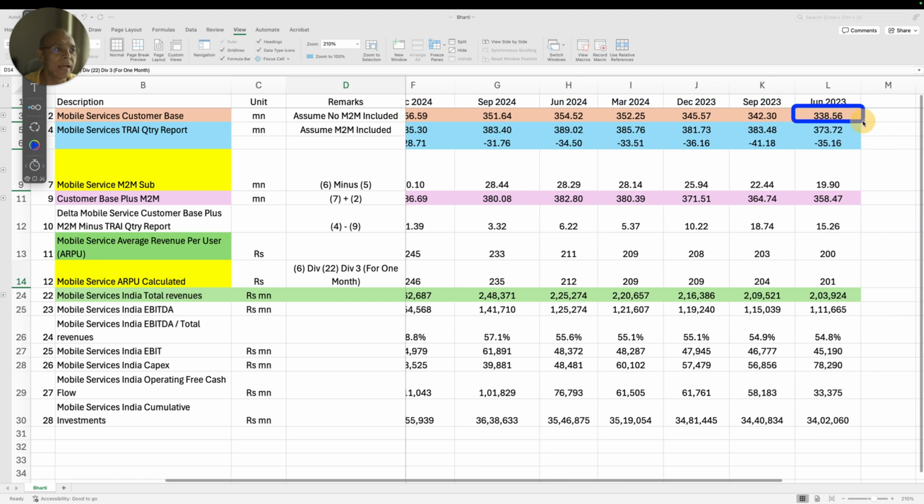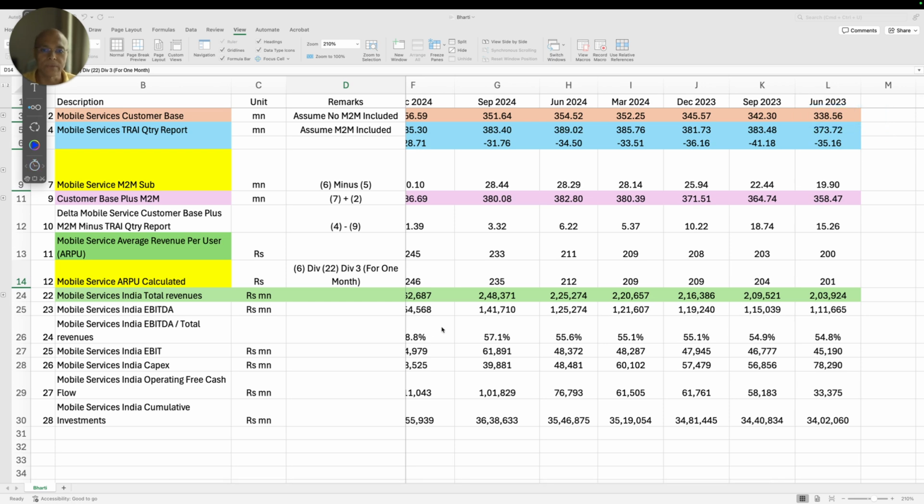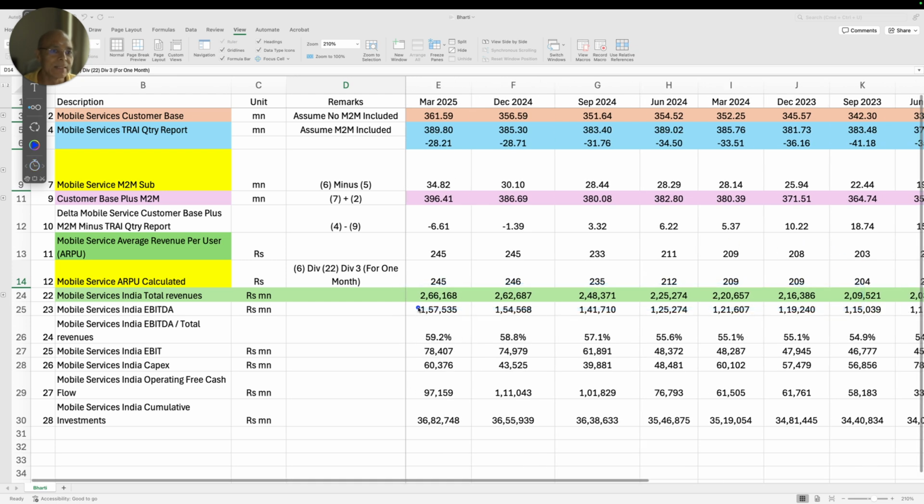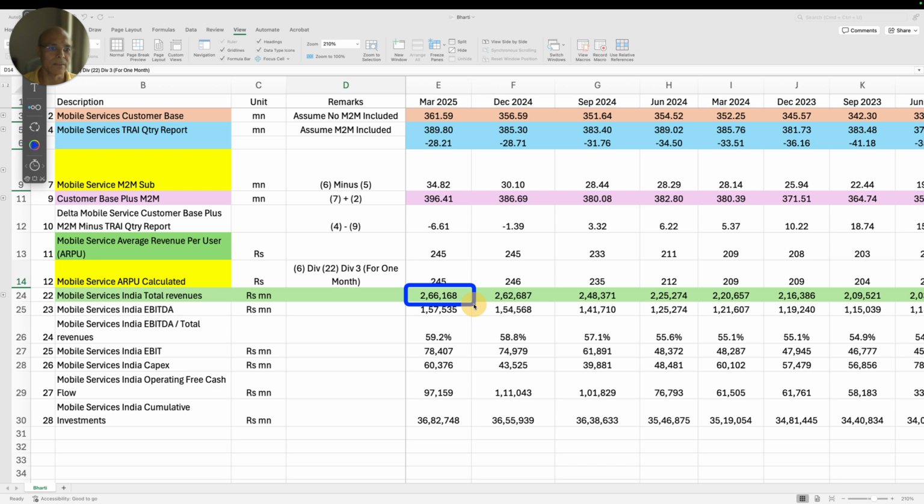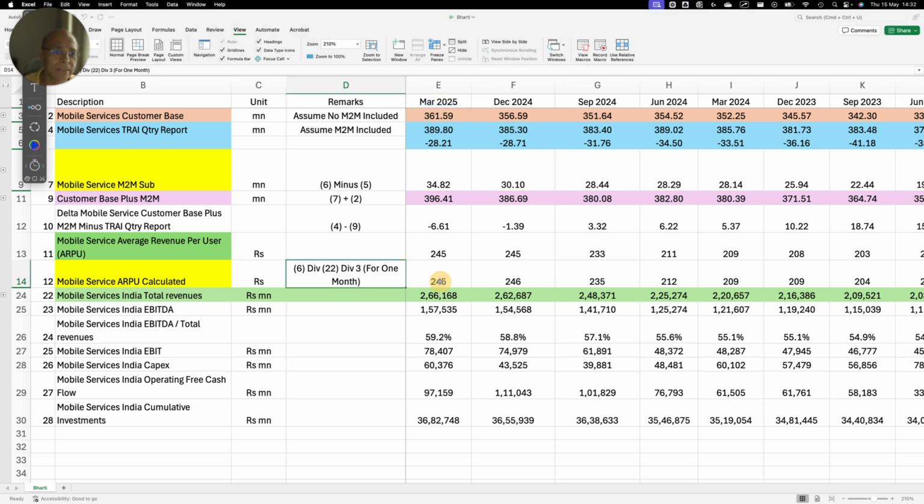And this is used as a base for calculating ARPU. The mobile revenues are reported here. So if you divide this by this, let's say 266,168 rupees million by this, and then divide by 3, you will get ARPU. I've done the calculation also, and I'm showing you here.